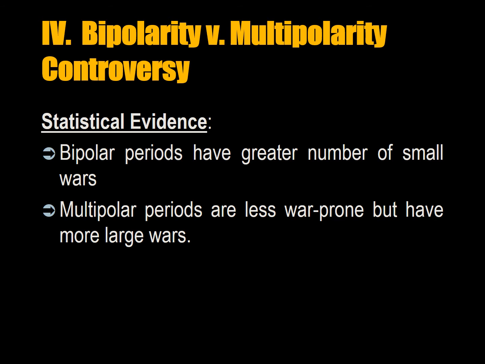So what's the statistical evidence? Well, the evidence is that bipolar periods have a greater number of small wars. Basically, you've got these two major powers and they fight on the margins. And multipolar periods are less war-prone, but have very large wars when they do break out. And this is from a data set, not from the Correlates of War, but from another data set from 1494 to 1983. So it covers approximately 500 years.